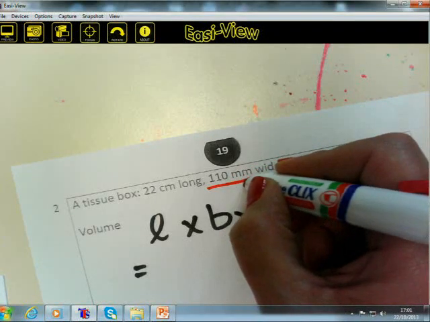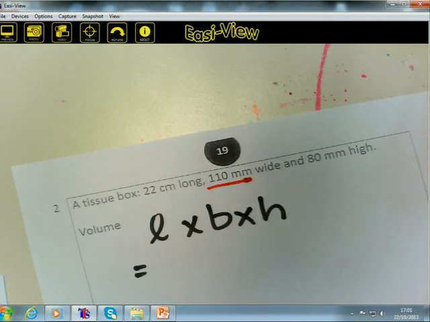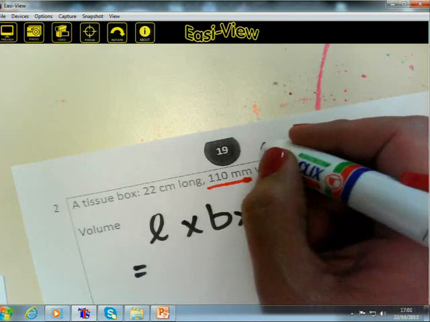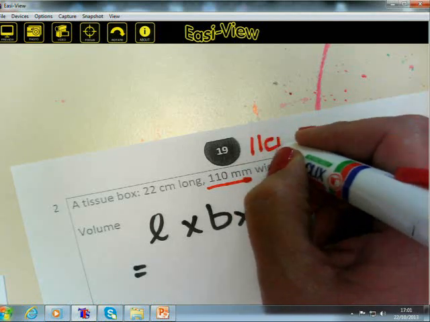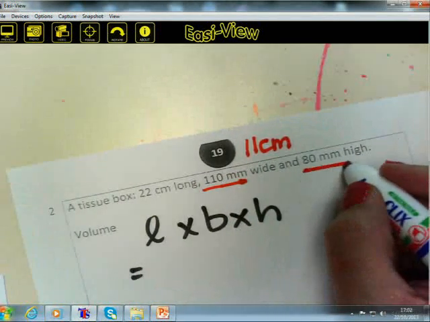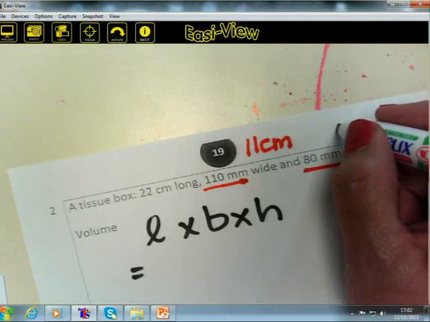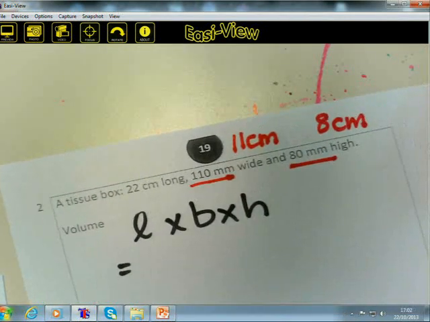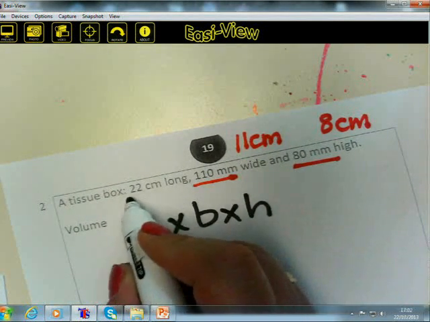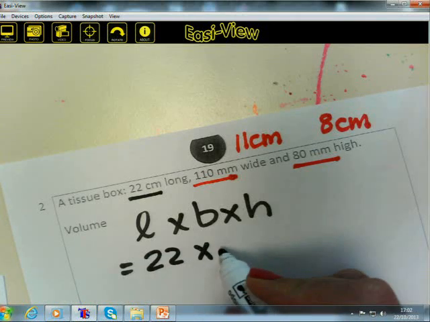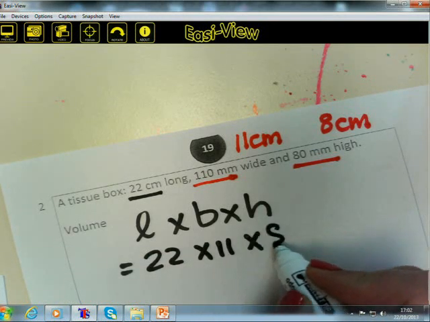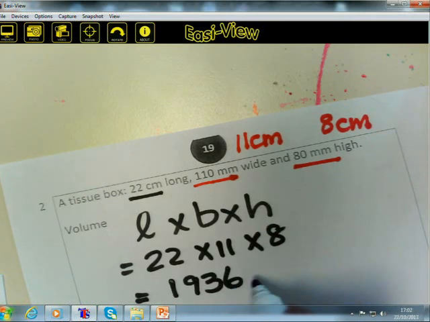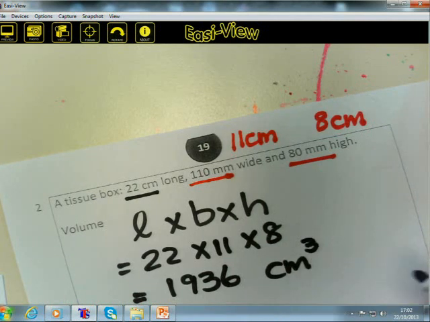And when I go from millimeters to centimeters, can you remember that conversion table? Just look there. To go from millimeters to centimeters, we divide by 10. So it will be 11 centimeters. Another red light. 80 millimeters divided by 10 is 8 centimeters. So if I do the volume, the length is 22 times 11 times 8, and that gives me 1936 centimeters to the power of 3.